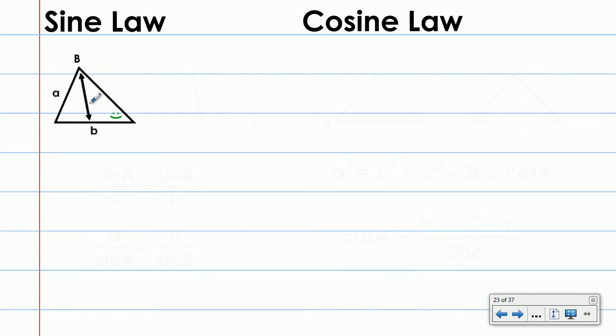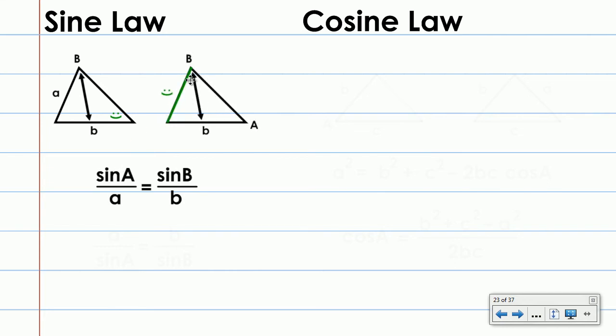With sine law, all we need is one full set of a side angle pair, 2 out of 2, and 1 out of 2 in another. If you want to determine a missing angle, you may find this form convenient. You can also use the flipped version if you want to determine a missing side. These two equations are totally equivalent though, so you can use either one as long as your algebra skills are sharp.